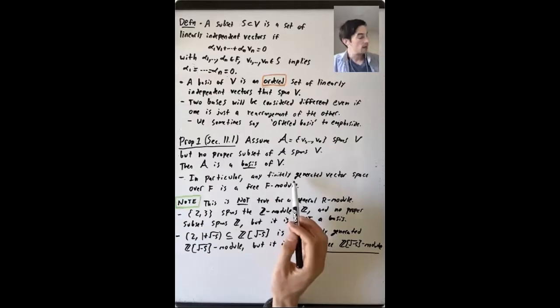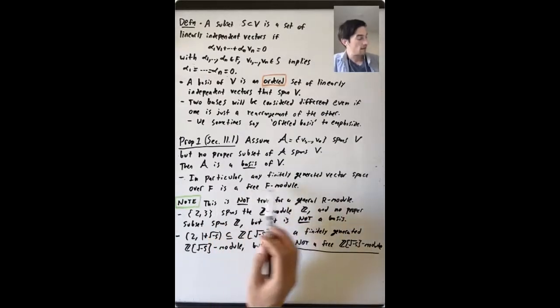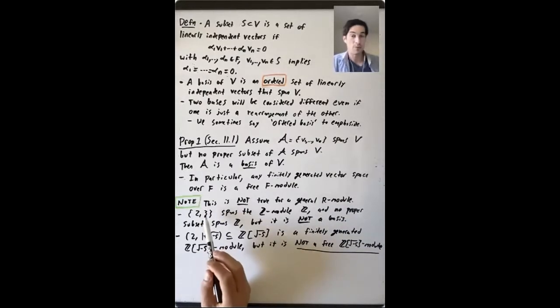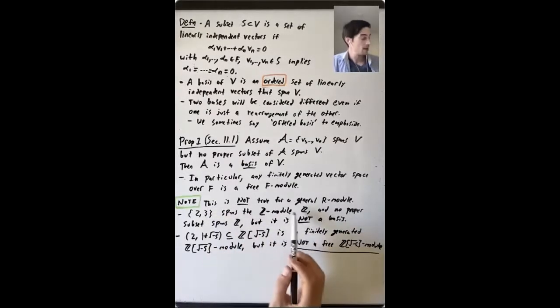As for the second part, that a finitely generated vector space over F is a free F module: Z is a free Z module. It does have a basis. You can't find one inside the set {2, 3}, but there is a basis if you just take {1}.